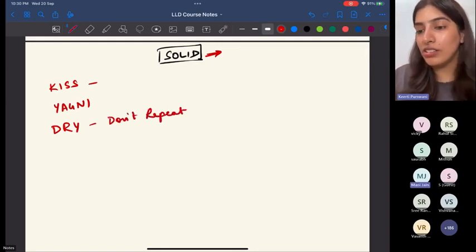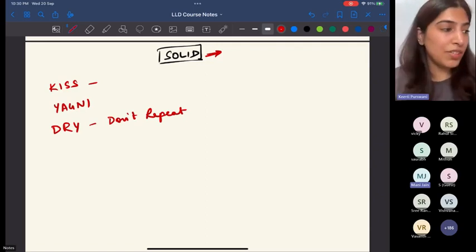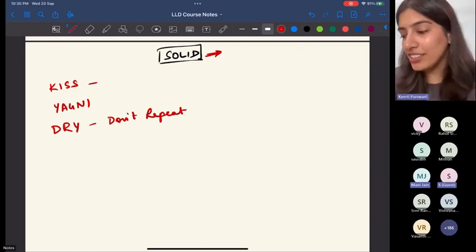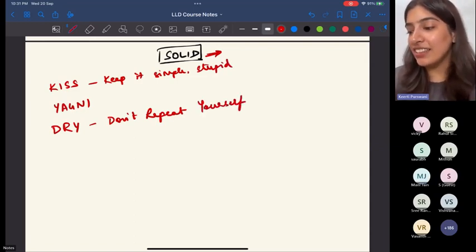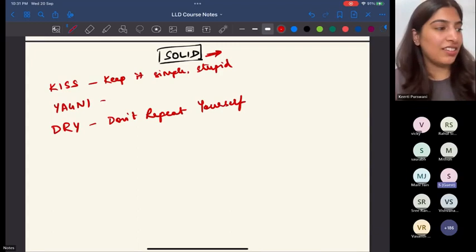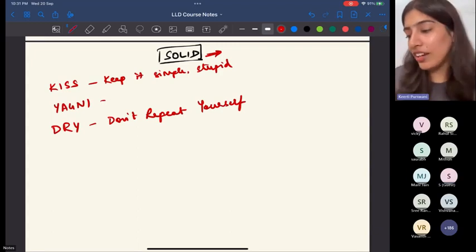Don't worry. Anyone for KISS? Keep it short and simple? Keep it simple, stupid. It is not short and simple. It is simple and stupid. Don't repeat yourself. And YAGNI is what? You aren't gonna need it.